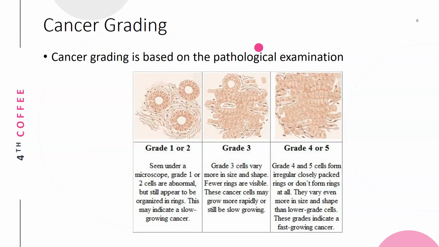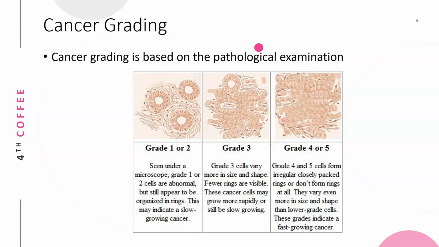Cancer can also be graded. Grading is usually based on pathological examination. Seen under the microscope, grade 1 or 2 cells are abnormal, but they still appear to be organized in rings. This may indicate a slow-growing cancer. Grade 3 cells will vary more in size and shape. Fewer rings are visible. These cancer cells may grow more rapidly or still be slow growing. And then grade 4 or 5 cells form irregularly closely packed rings, or they don't form rings at all.